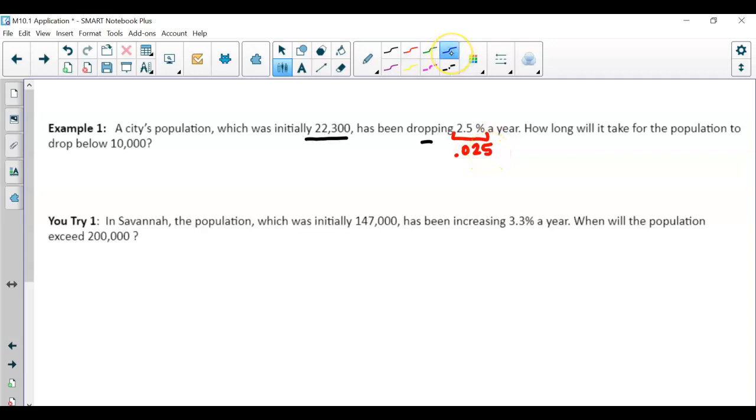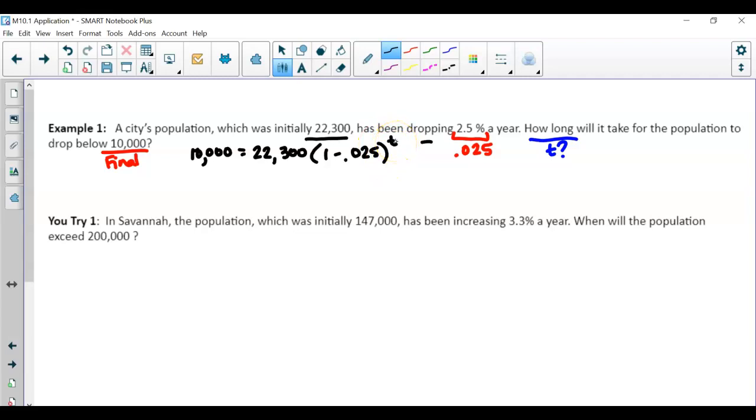How long will it take for the population? So how long, so we're looking for time, will it take for the population to drop below 10,000? So this is the final amount, which is what our equation was always equal to, which makes sense because we're dropping. So we need to set up our formula as 10,000 is equal to the original, which is 22,300, times 1 minus our rate, so 0.025, but now raising that to the t power.